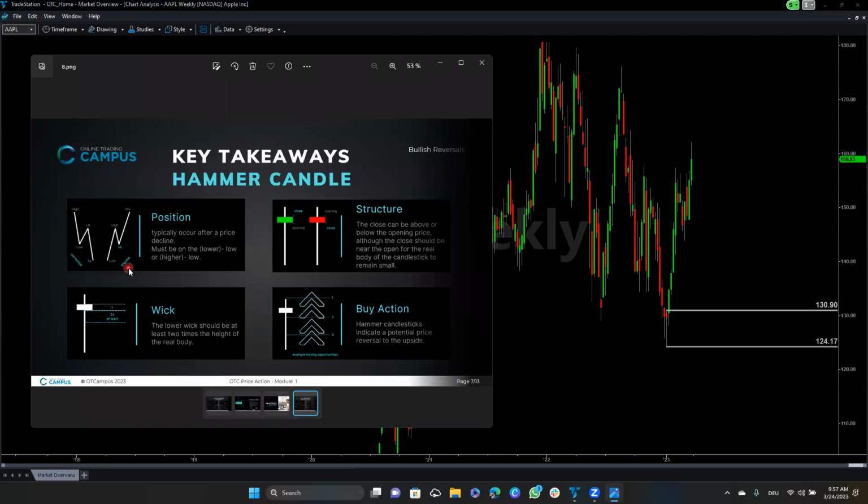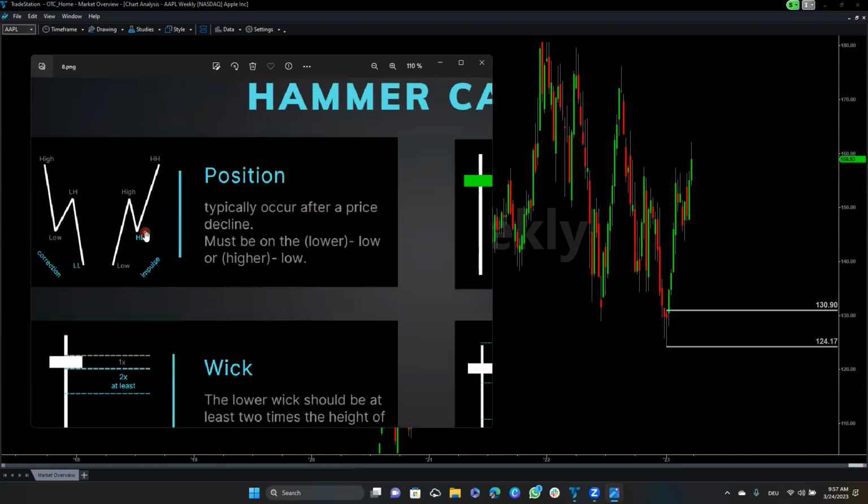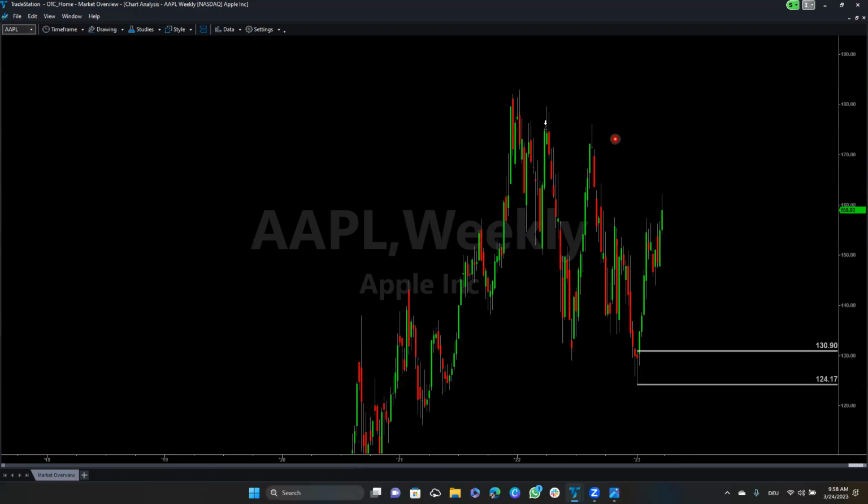We need the hammer candle in the lower low or in the higher low. Let's make together here our direction. Drop. Oops, that's snap mode off, right? Drop like this.